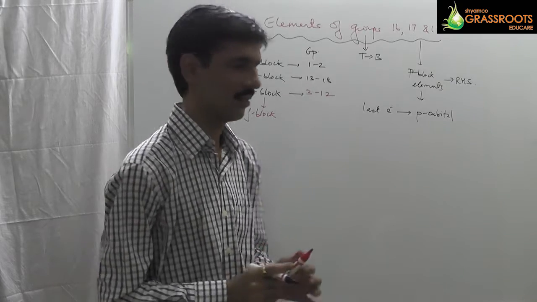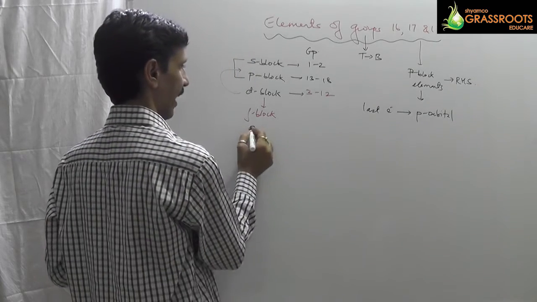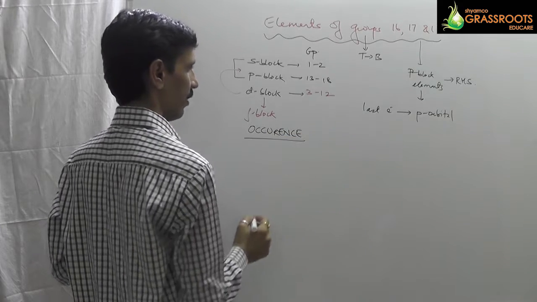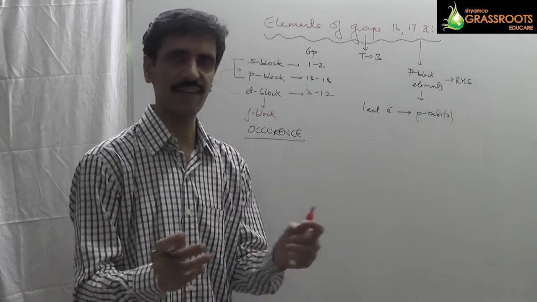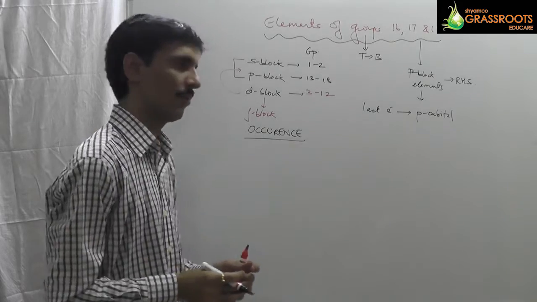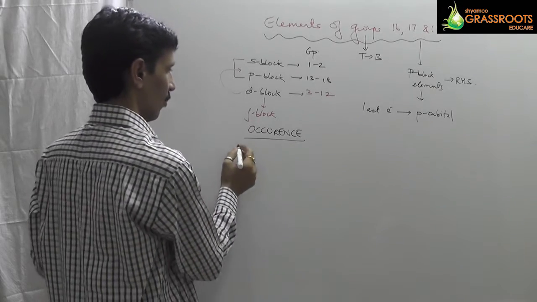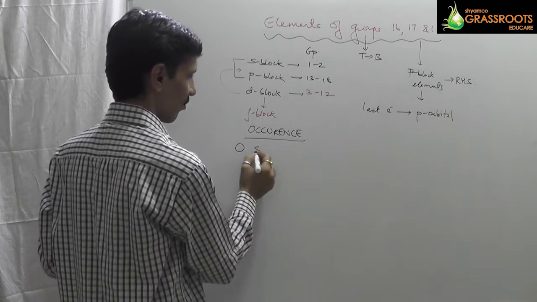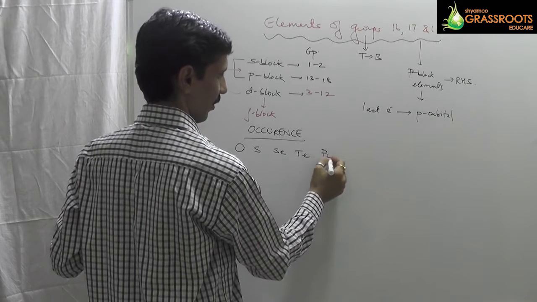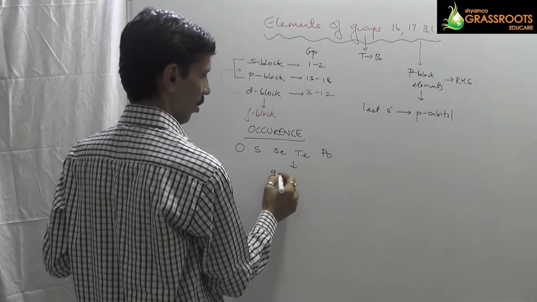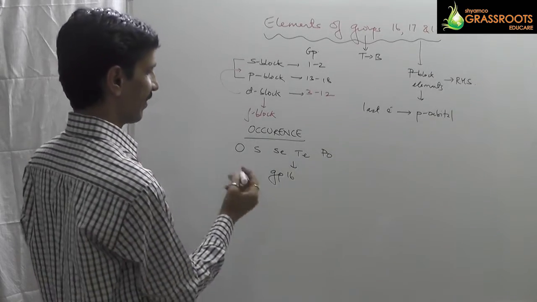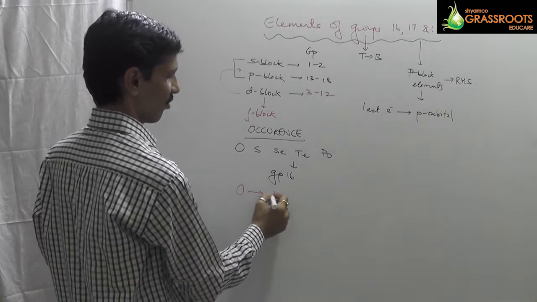Alright? So we start with the very first property, and that is called as occurrence. How these elements are going to occur. Okay, so that is what occurrence is all about. So in this case of occurrence, we begin with group number 16. So oxygen, sulfur, selenium, tellurium and polonium. These are the elements of group 16.